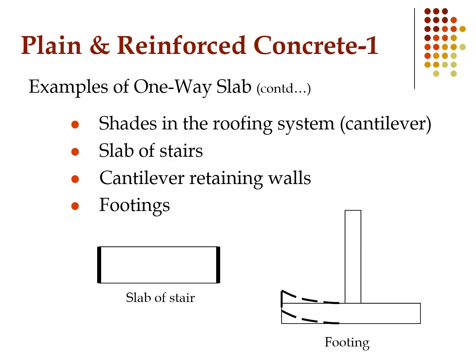Now examples of one-way slab: shades in the roofing system, which are basically cantilevers, need to be designed as a one-way slab. Slab of staircase, cantilever retaining wall and footings we normally design as a one-way slab.